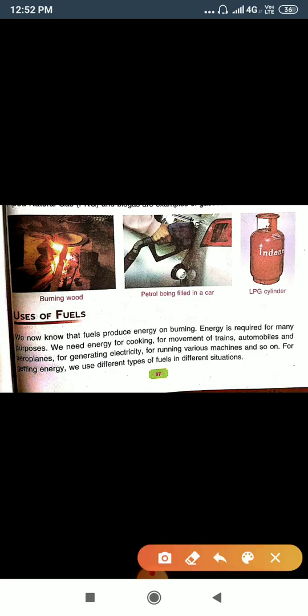Now come to the uses of the fuel. See this topic, uses of the fuel. As you know that fuels produce energy on burning, and energy is required for many purposes. We need energy for cooking, for the movement of the train, for automobiles and aeroplanes, generating electricity also, and for running vehicles and various machines. So for these purposes, fuels are very much essential. To get the energy, we use different types of fuels in different situations.